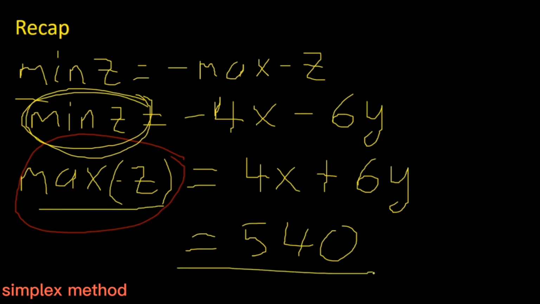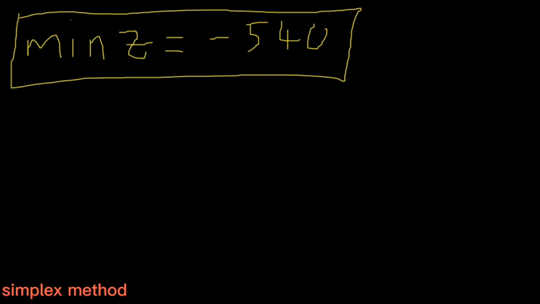Hope you understood this formula. That is what? Min z is equals to what? Negative maximum z of minus z.